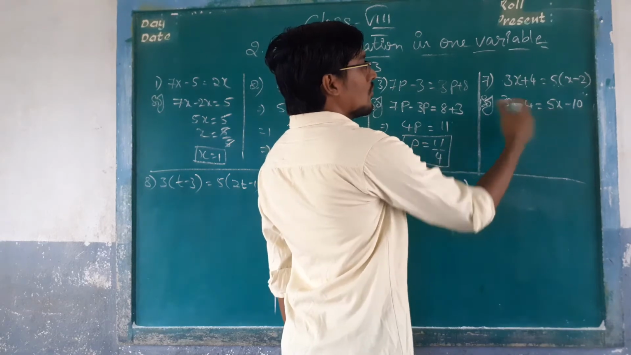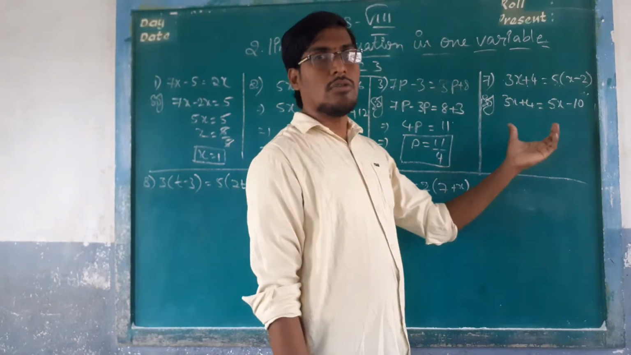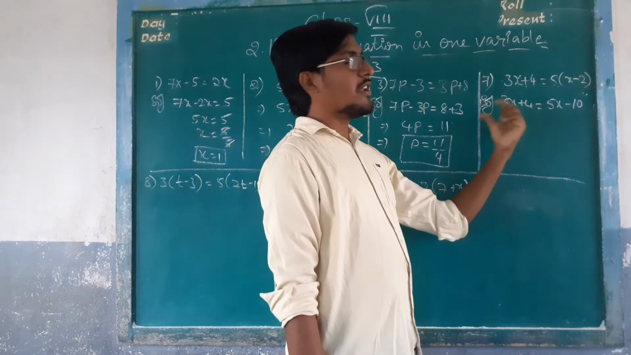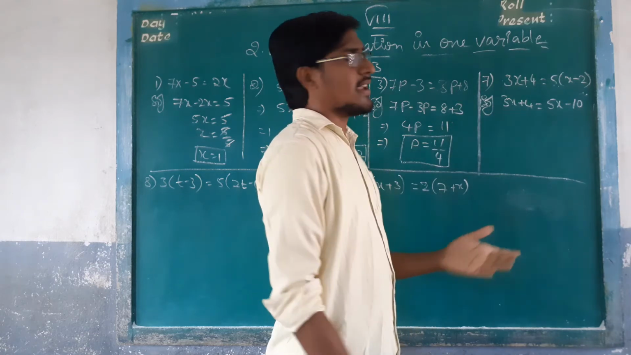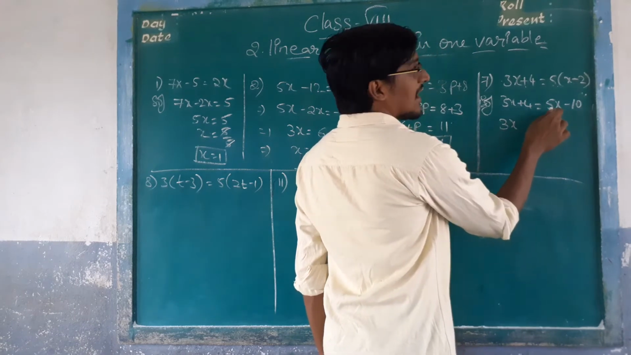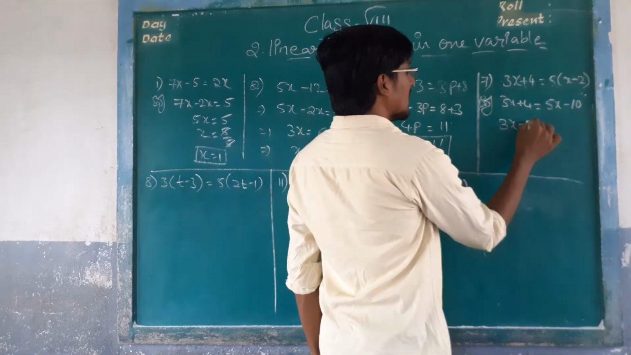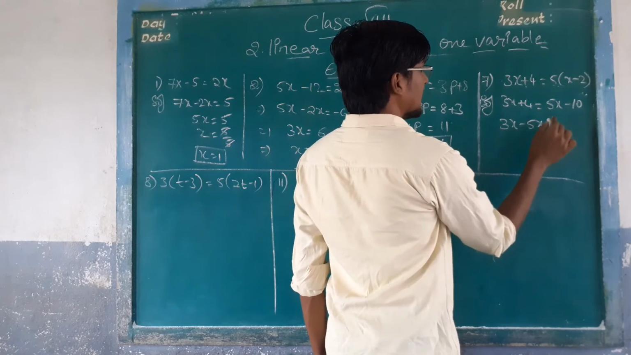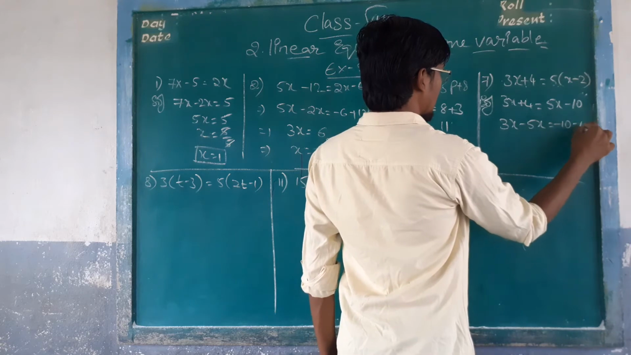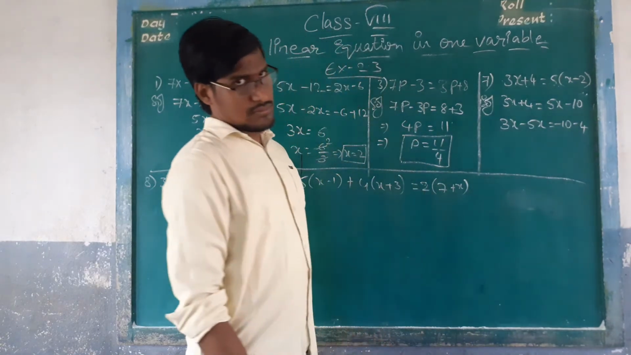So now move the variables. Now move the variables to the left hand side and the constants to the right hand side. So it will become 3x. This 5x moves to the left hand side, that is minus 5x. This plus 4 moves to the right hand side, that implies minus 4.